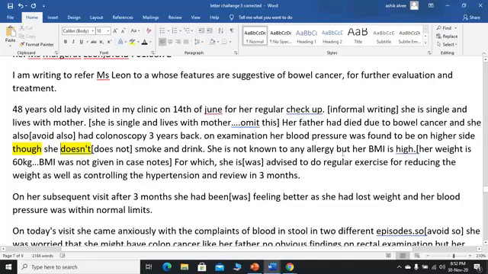She is not known to any allergy, but her BMI is high. The word BMI has never been used in the letter. In the case notes, nowhere the BMI of the patient has been given. The weight has been given, so this cannot be written. Her weight is 50 kg. Was not given in the case notes, for which she was, not is, she was advised.